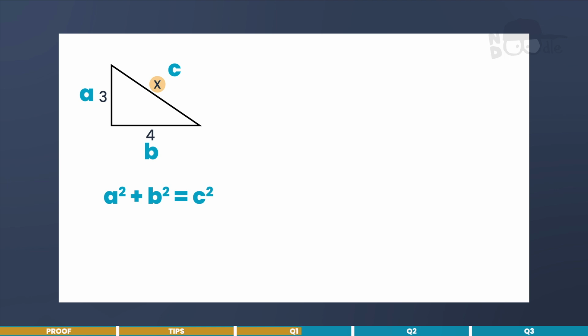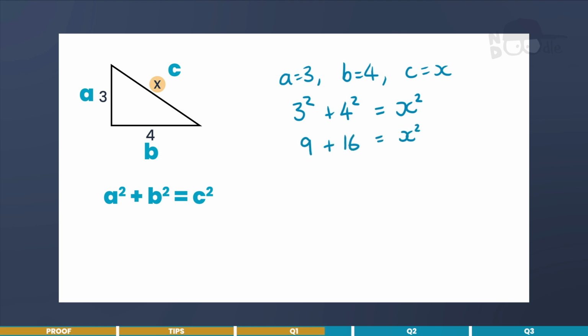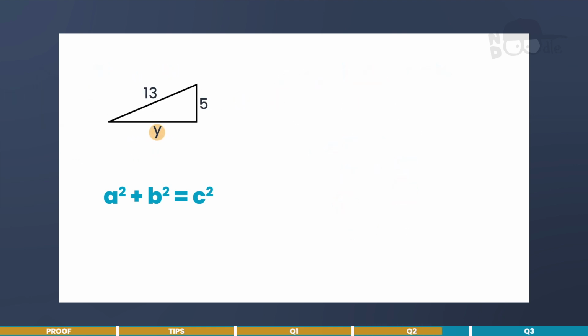In this case, we have side a equals 3, side b equals 4, and side c is our hypotenuse, which is length x. So our formula becomes 3 squared plus 4 squared equals x squared, which is 9 plus 16 equals x squared, which is 25. However, the question asks for x, not x squared, so we need to square root both sides. The square root of x squared is x, and the square root of 25 is 5, and we have our answer, x equals 5. On to question 2, which is very similar.